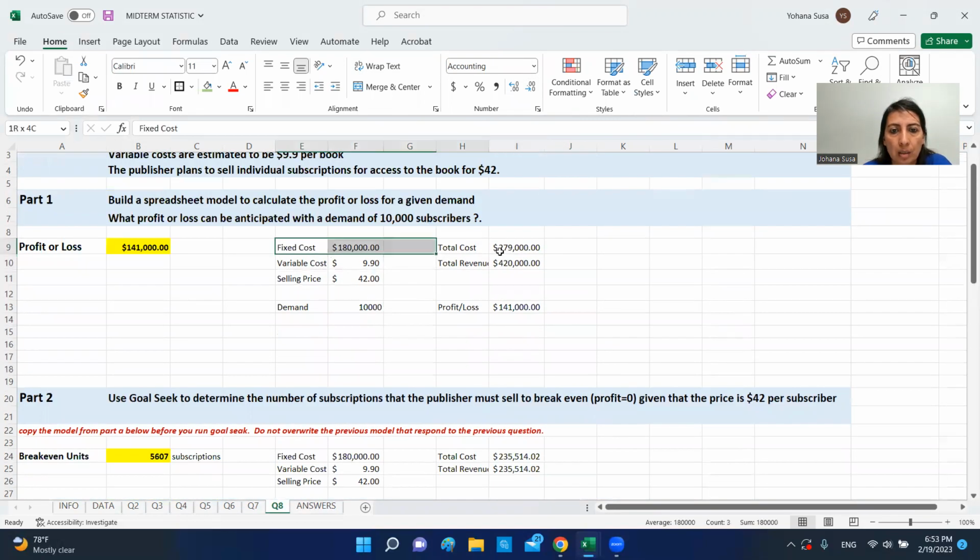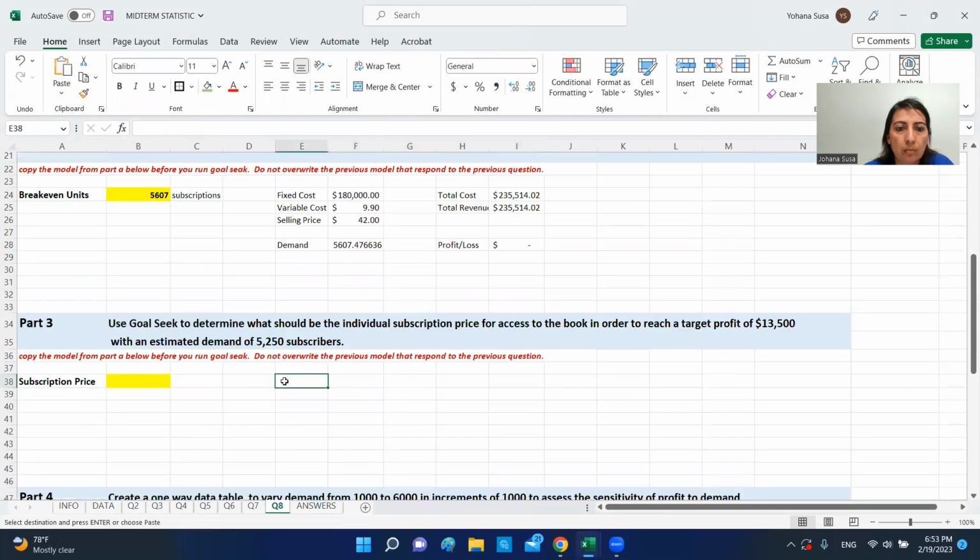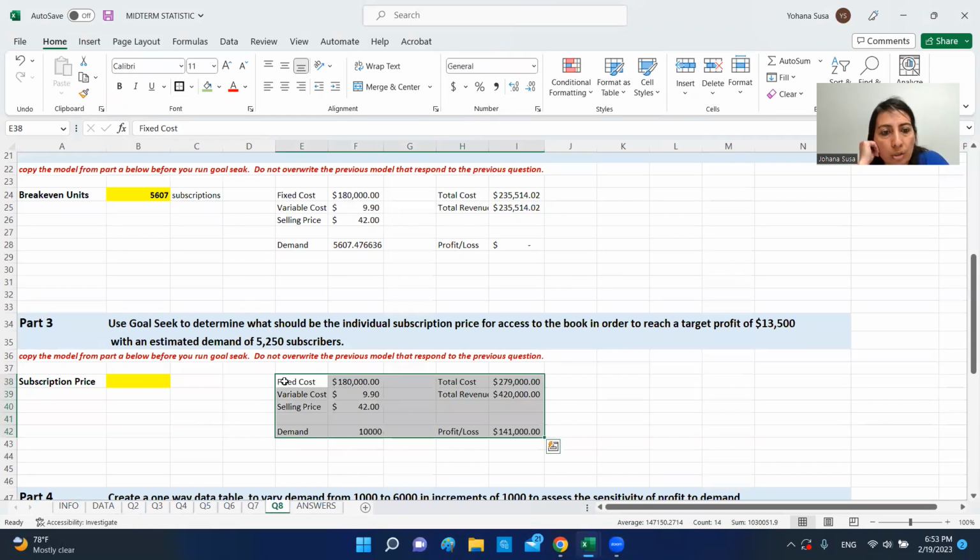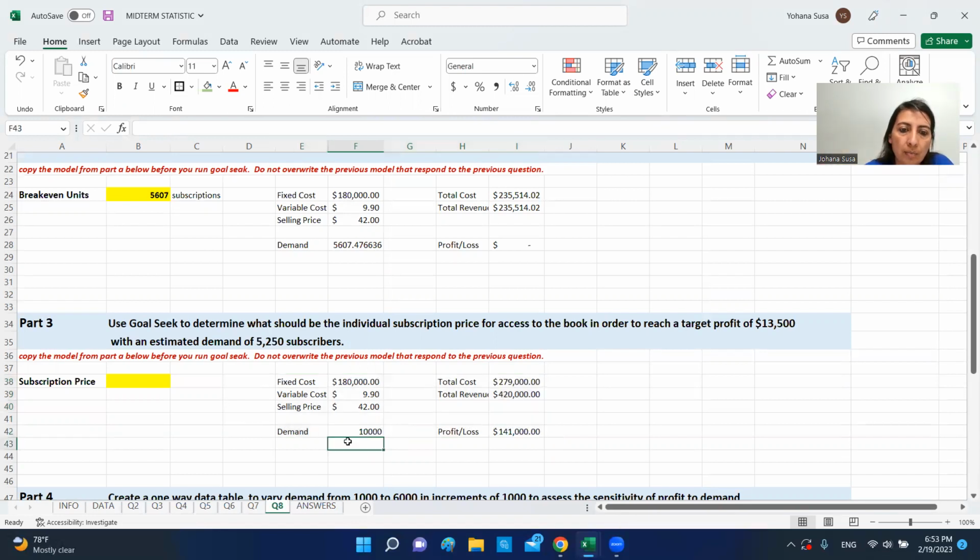Okay. Let's now go to number 3. Use goal seek to determine what should be the individual subscription price for access to the book in order to reach a target profit of 1,300 with an estimated demand of 5,200 subscribers. So 5,250 are the subscribers. Now, what we need to find right now is our selling price. This is going to be equal to the selling price. This is what we have here now. And we need to get a profit of 1,300.